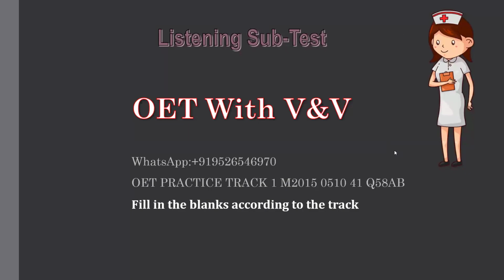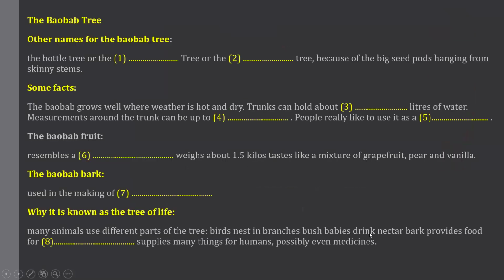Question 5. You will hear a talk about a tree called the baobab tree. Listen to the talk and complete the notes below. Write 1 or 2 words or a number in each gap. You will hear the talk twice.